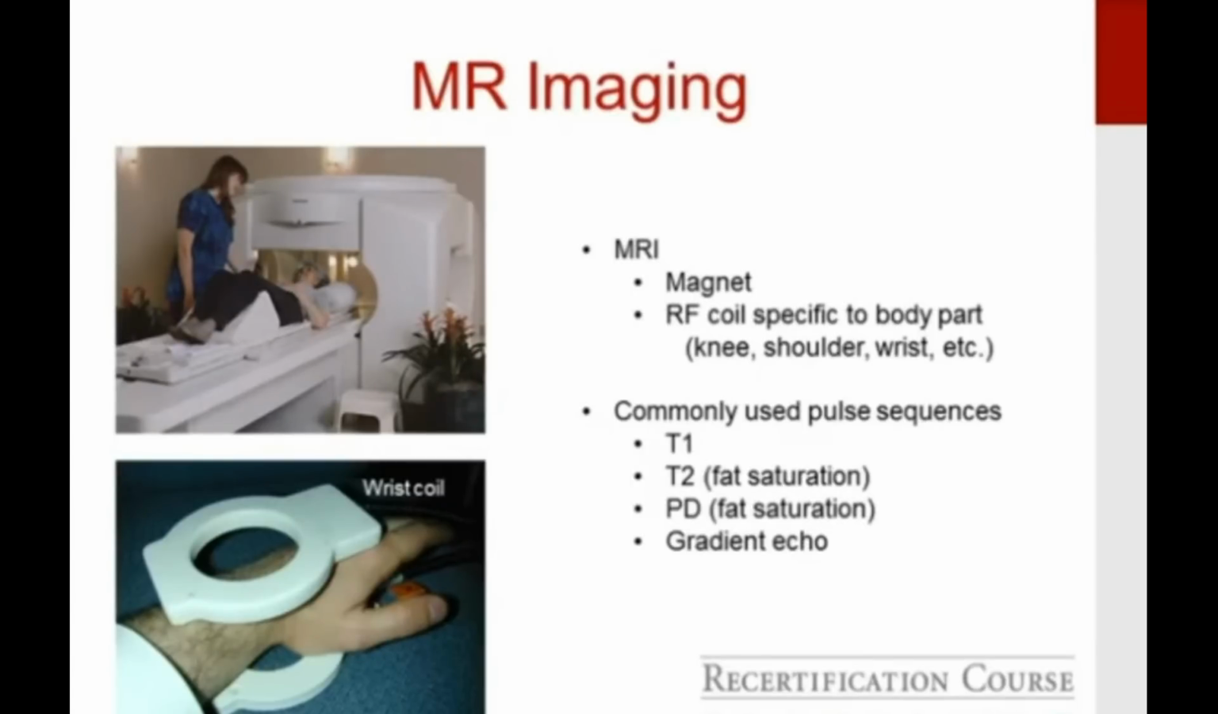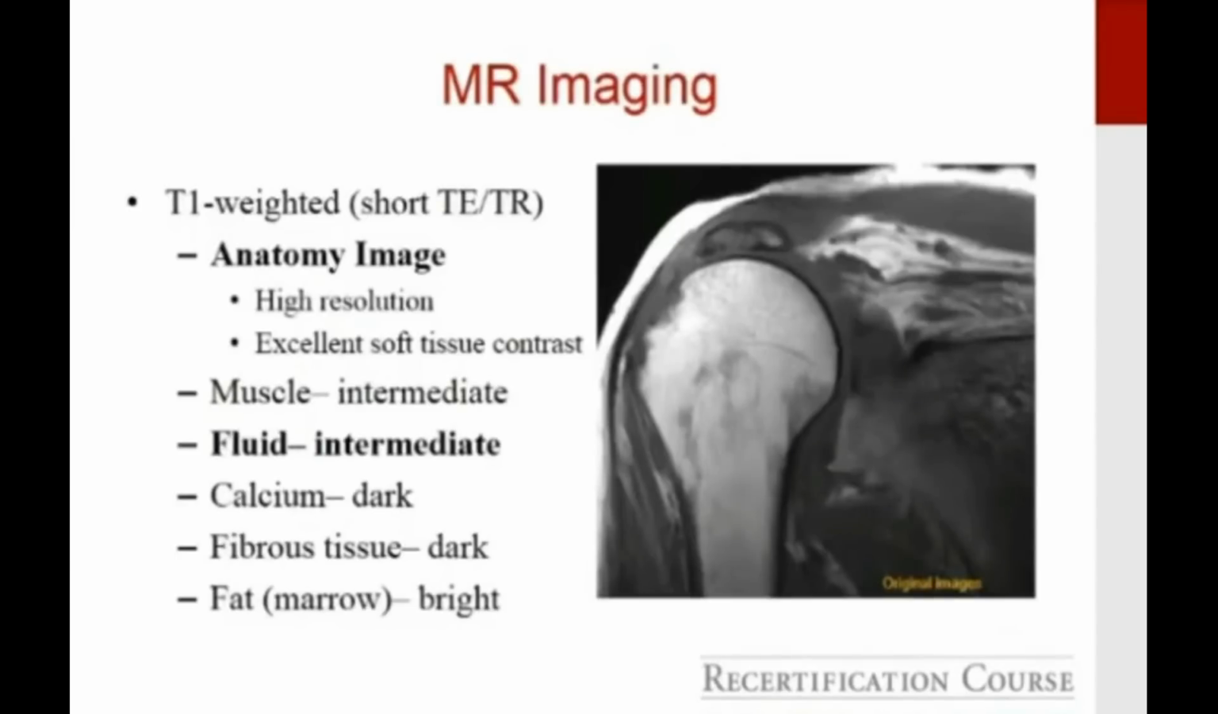So we'll start out with the T1 pulse sequence, and this is typically referred to as the anatomic image. It's a very high resolution image, and it provides excellent soft tissue contrast. When we look at the image, you can tell that it's an MR T1 weighted image if you see that the muscle and water signal are similar in characteristics. So the muscle is intermediate and the joint fluid is intermediate in signal. This is a T1 weighted sequence.